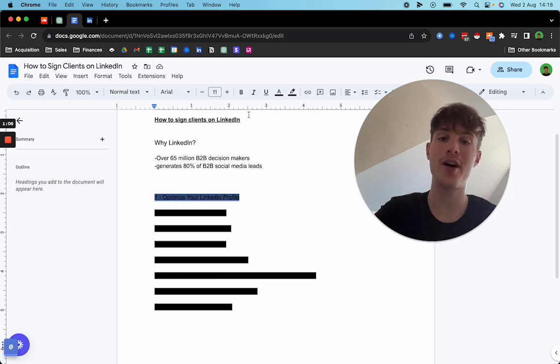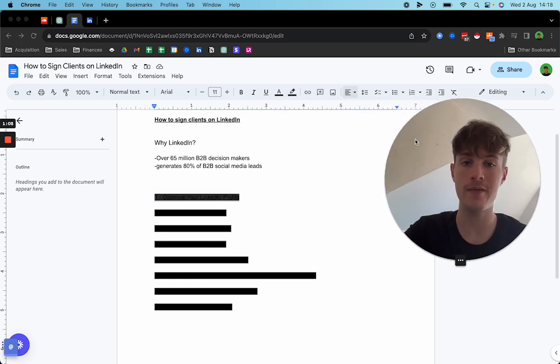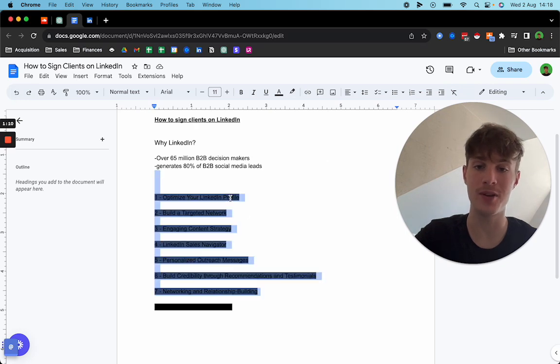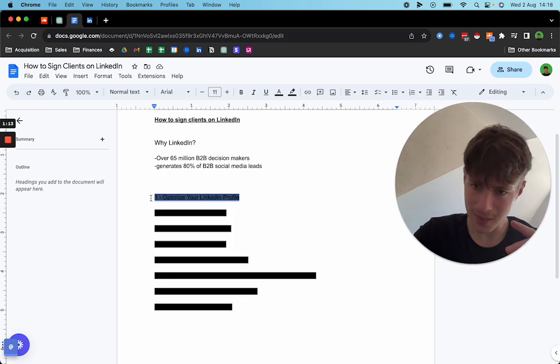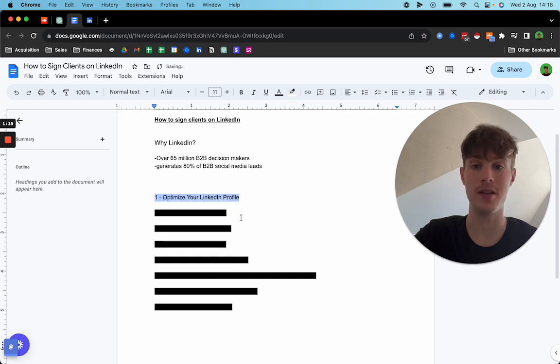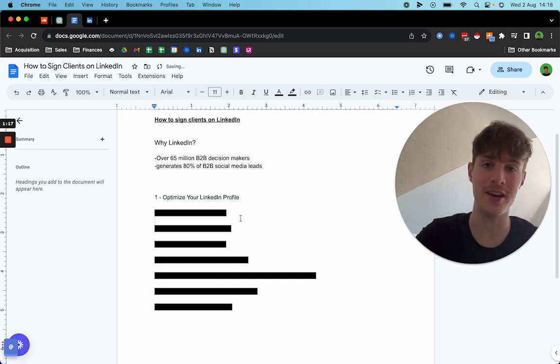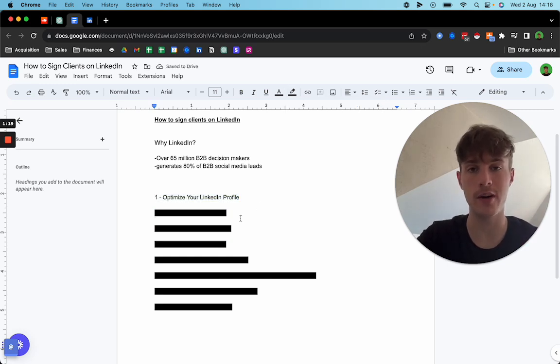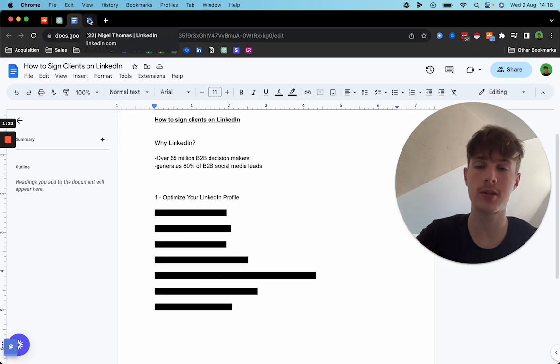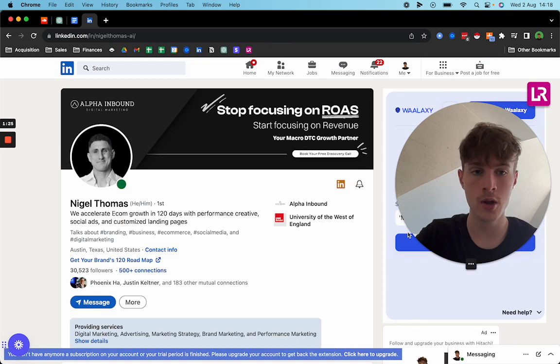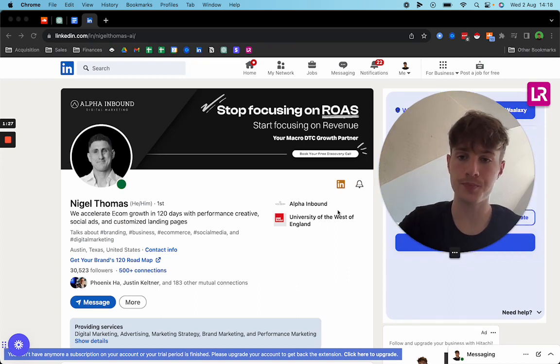So the first thing you should do, before any form of outreach, before genuinely doing anything, is at the beginning of your agenda: optimize your LinkedIn profile. There are a lot of different components to this. I've actually sourced an optimized profile that I found on here that you can model.